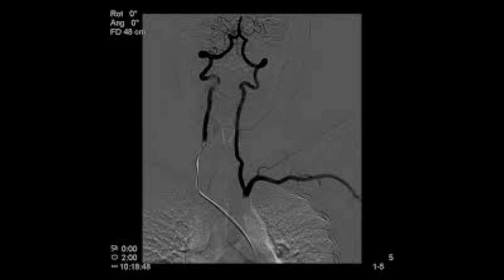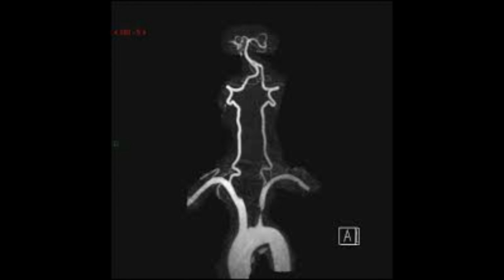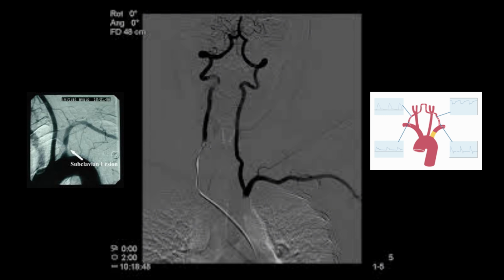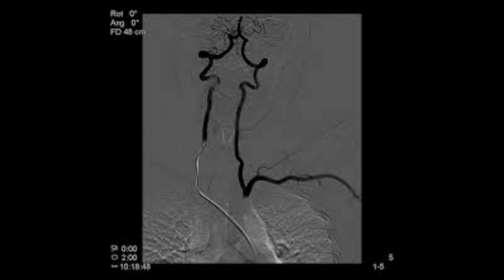Subclavian steal syndrome refers to a phenomenon observed during a cerebral angiogram, where blood flow is stolen from the brain's circulation due to a significant blockage or stenosis in the subclavian artery. This condition typically affects the vertebral artery, which is one of the major arteries supplying blood to the posterior part of the brain. How subclavian steal occurs.